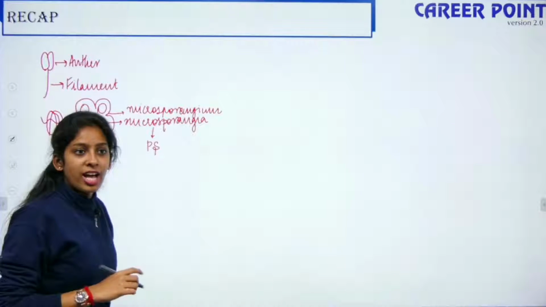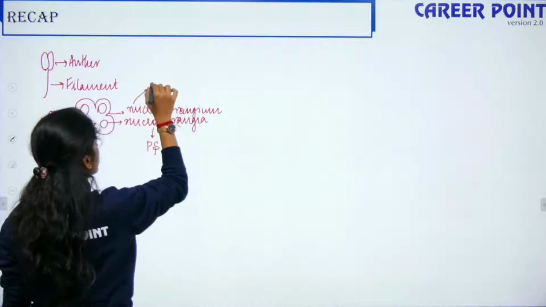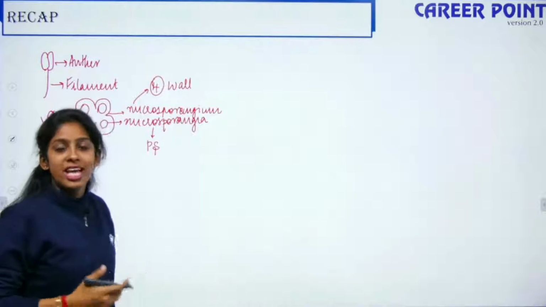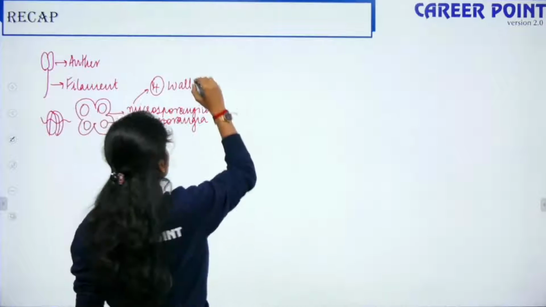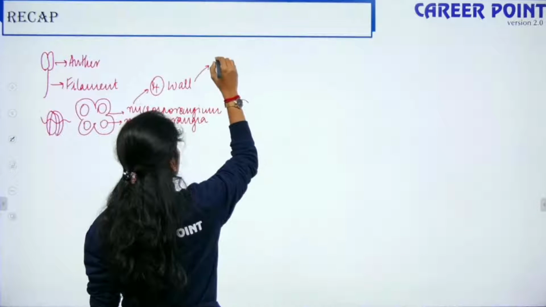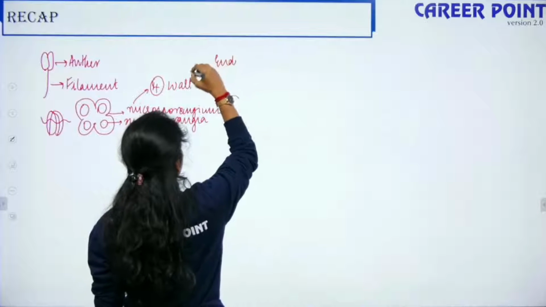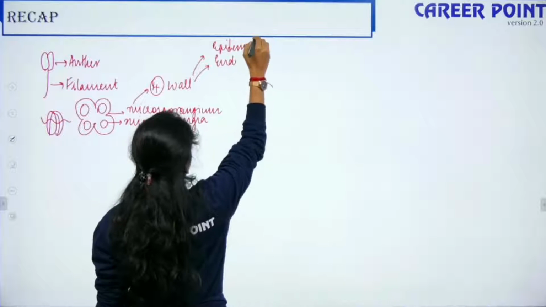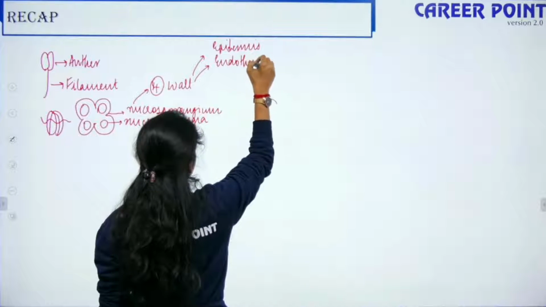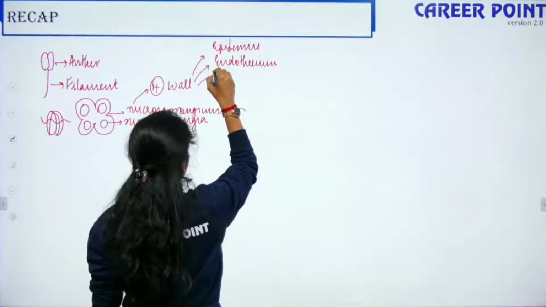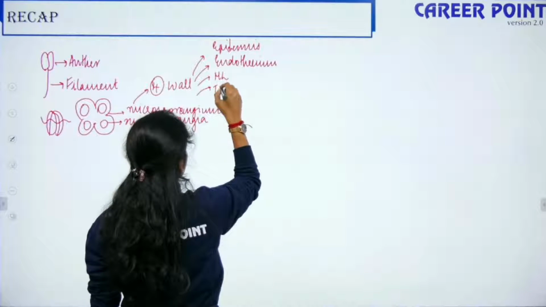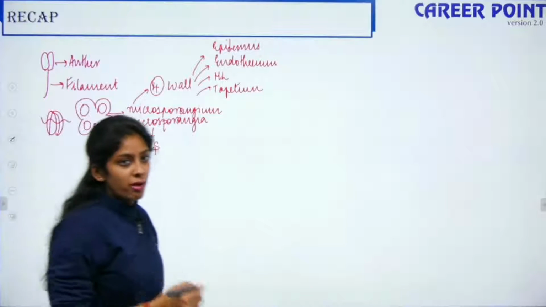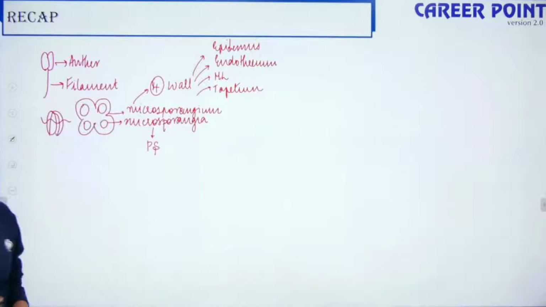This microsporangium has 4 wall layers. So what are the 4 wall layers of the microsporangium? You have the epidermis, endothecium, middle layer and the tapetum. The first one is epidermis. Then you have endothecium. Then you have the middle layer. And then you have the tapetum. These are the 4 layers of your microsporangium. Your epidermis is the outermost layer.